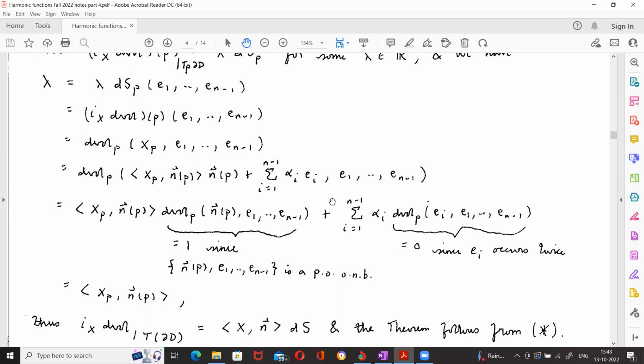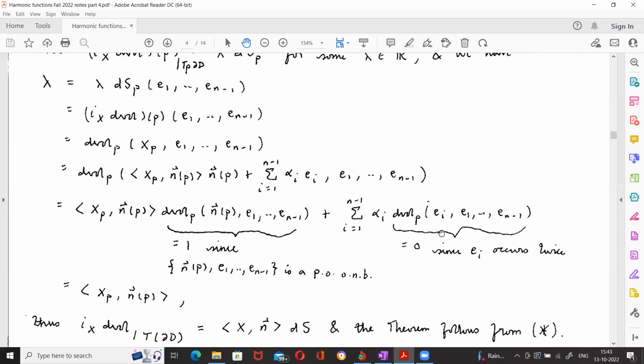And what happens to the other terms? Well, the other terms give me the summation i goes from 1 to n-1, alpha_i dvol, and then what do I get? e_i, and then e_1 up to e_{n-1}, right? But this means that e_i will occur twice here, right? And since dvol is an alternating form, this will become 0. If e_i occurs twice, this will become 0. Yes?